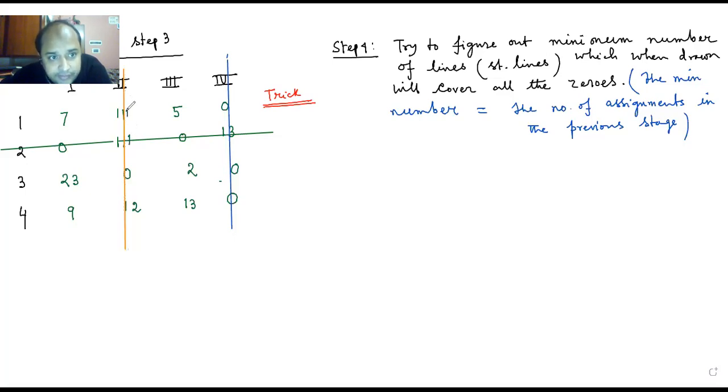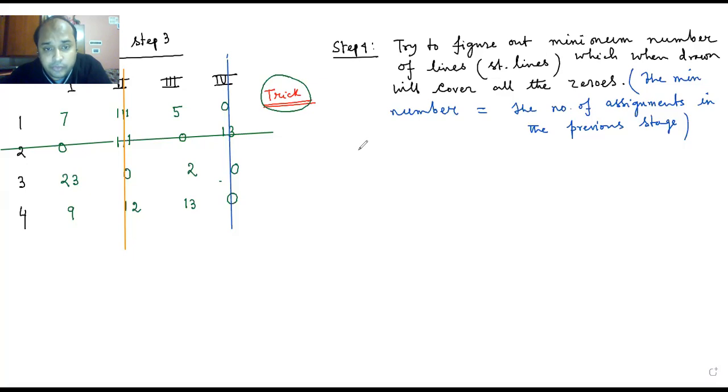This is also 11. Remember. Okay, so I'm going to talk about this particular trick after a few minutes; you will understand. Now, this is the line that I'm going to draw in the following manner. This is the minimum number of lines, and I'm correct, because this minimum number of lines is exactly equal to the number of assignments that I got in the previous stage. In the previous stage, I got 3 assignments, and I have got 3 lines by which I covered all the zeros.